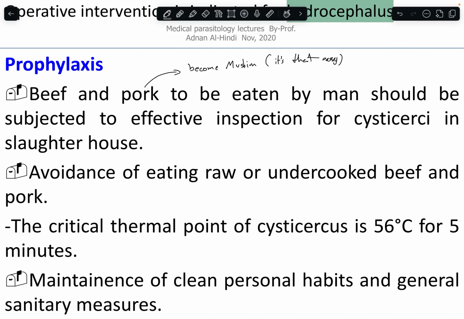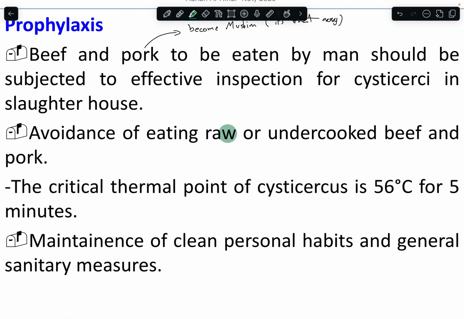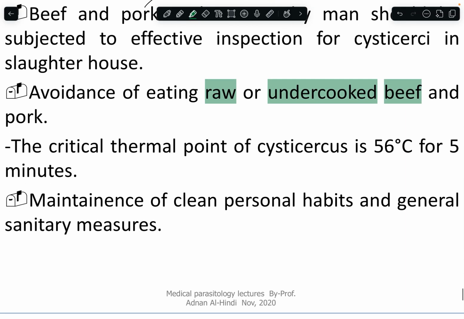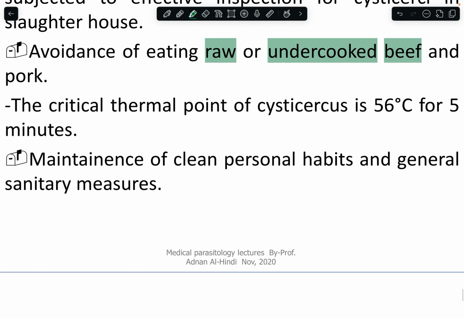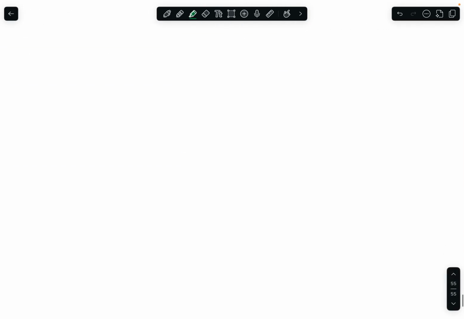Avoidance of eating raw or undercooked beef and pork. The critical thermal point of cysticercus is 56 degrees for 5 minutes. Maintenance of clean personal habits and general sanitary measures.